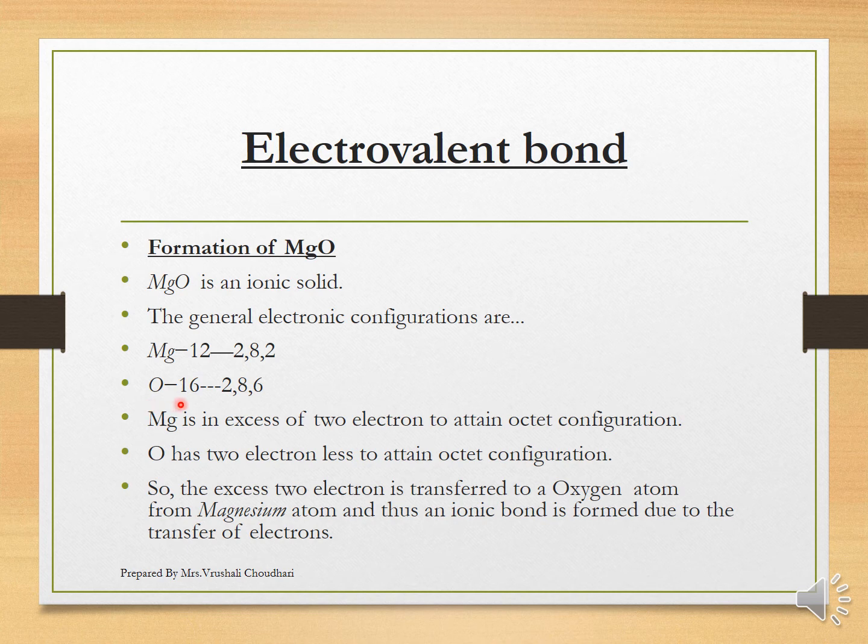Oxygen: atomic number is 8, configuration is 2, 6. To complete its octet, it will gain 2 electrons from the magnesium.